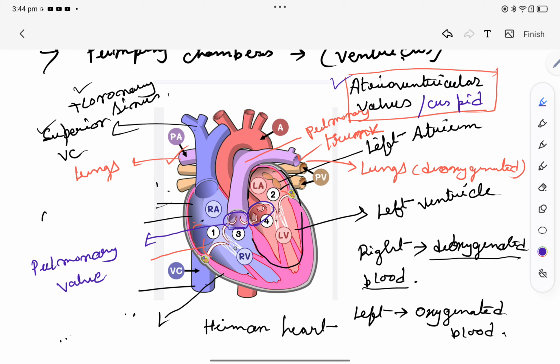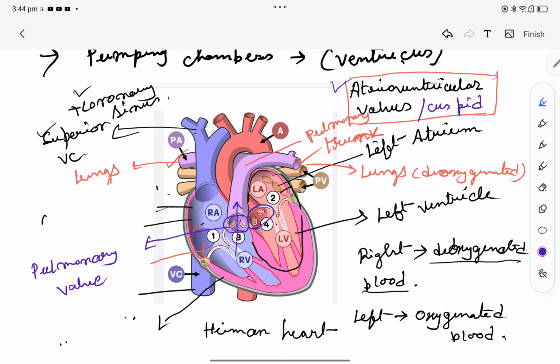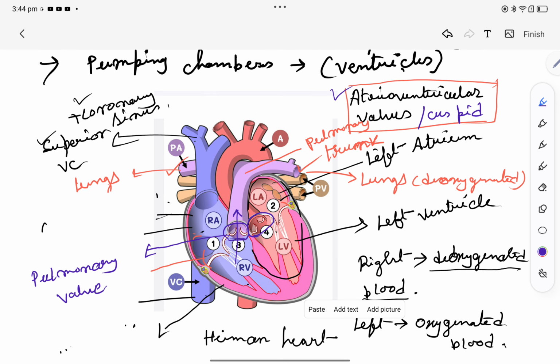Now the deoxygenated blood enters the pulmonary trunk through this pulmonary valve. Now what is the function of this pulmonary valve? Same as the atrioventricular valve, that is, it stops the backflow of blood. It means blood will go only in this direction and never in this direction. It will never happen. Fine, that is the function of pulmonary valve.